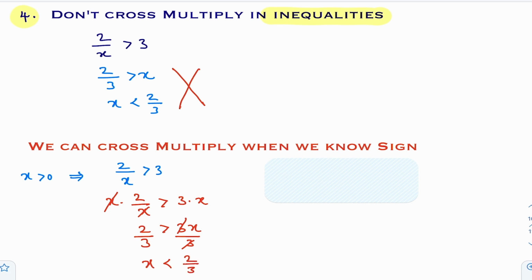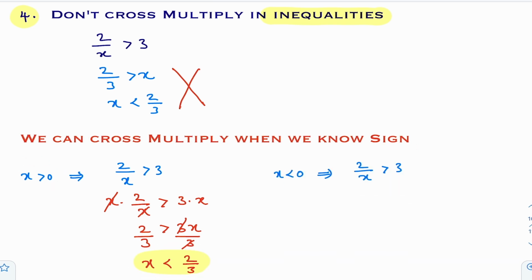Now you may question: sir, we got the same solution if we do it like this. Yes, I got this solution because I know x is positive. If x is negative, then this is not the solution. We'll solve that also. This is the inequality we need to solve, and we know that x is negative.